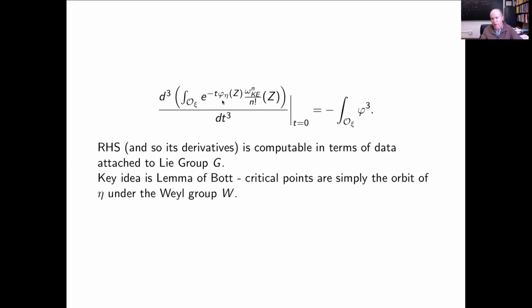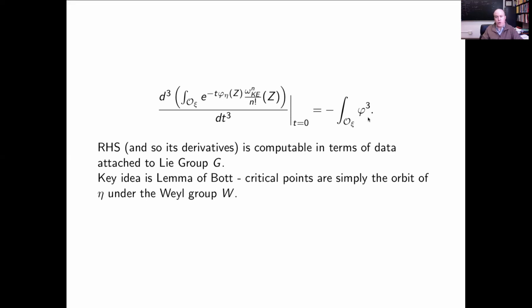And so you know what the Weyl group is, you can explicitly compute all the critical points, and so you can explicitly compute the right-hand side and show, for the right choice of eta, that this integral will not be 0. Okay, so that's effectively the key idea for the proof of theorem B.